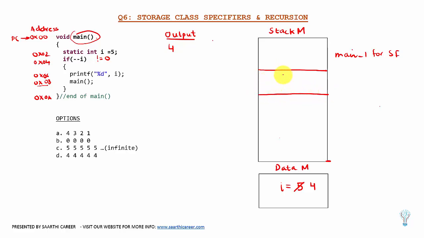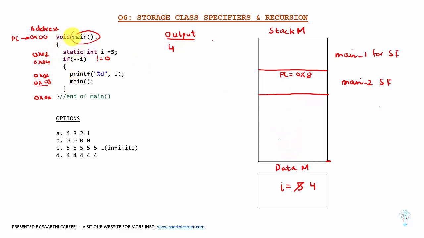So what does it do? It first stores the return address, where it needs to go back to once this stack frame is destroyed, or once this particular function gets over. So it will go and store the return address, which is 0x08, and we will call it main2 stack frame.